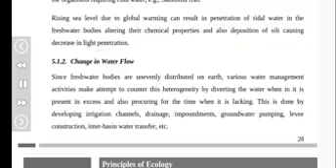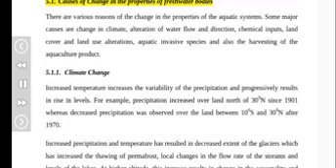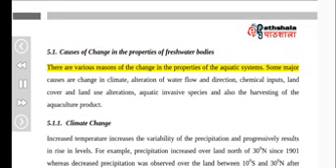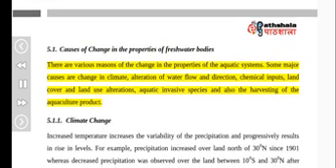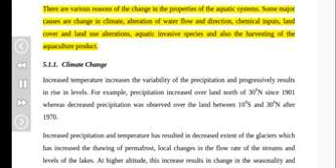5.1. Causes of change in the properties of freshwater bodies. There are various reasons for the change in the properties of the aquatic systems. Some major causes are change in climate, alteration of water flow and direction, chemical inputs, land cover and land use alterations, aquatic invasive species and also the harvesting of aquaculture products.